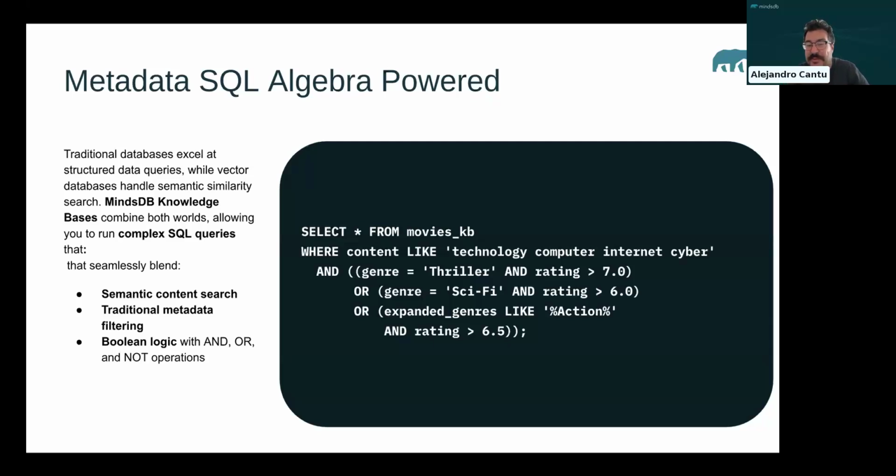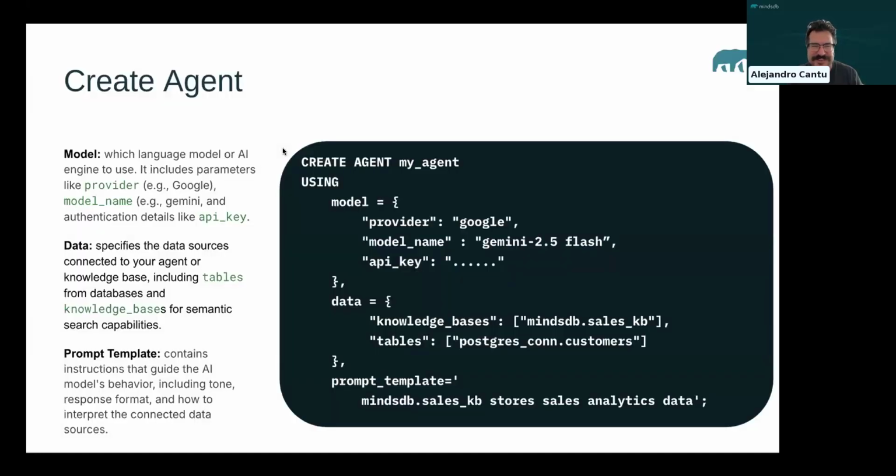We're searching here inside a movies database. So content like technology, computer, internet, cyber, and we want to make sure that it's a thriller and rating is 7 or higher, or we want the genre to be sci-fi and the rating to be 6 or higher, or we want expanded genres like action and ratings around 6.5. So of all the different pies you're going to search inside, bring all those results, aggregate them, re-rank them, and give you the best result. Let me see if somebody posted anything in the chat. Swordfish, good call, Calvin, but I think it was The Matrix. Right.